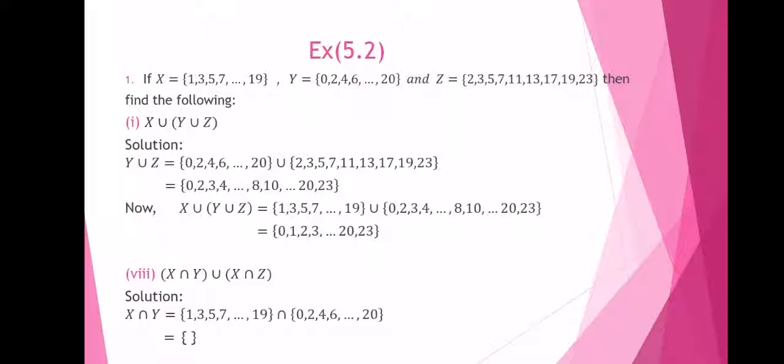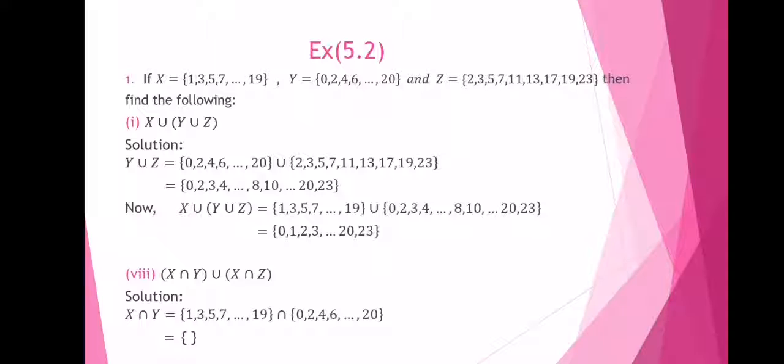Now we are going to find X union, then we have the bracket, and within the bracket we have Y union Z. Here the parenthesis around Y union Z shows that we are going to find Y union Z first. The parenthesis around some sets separated by some set operation indicates that we are going to do it first. Here the parenthesis is around Y union Z, so it shows that we are going to find the union of Y and Z first.